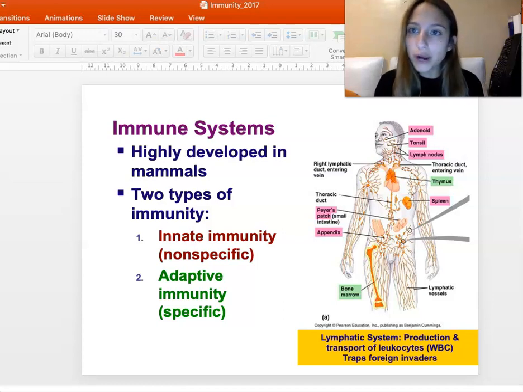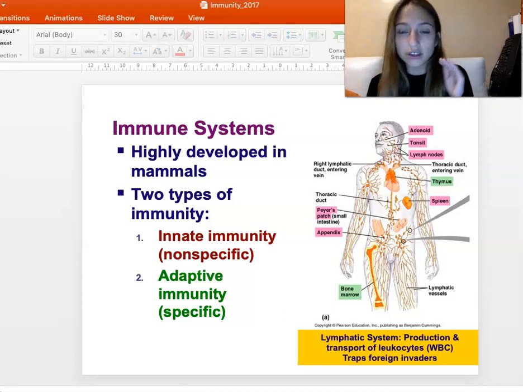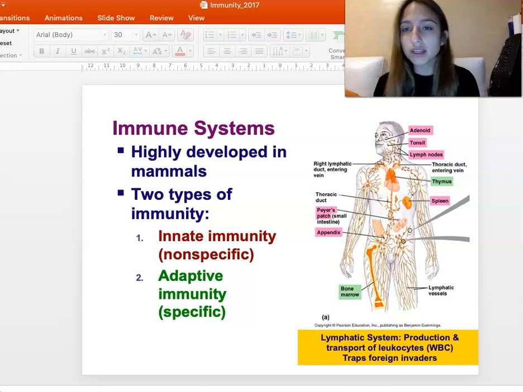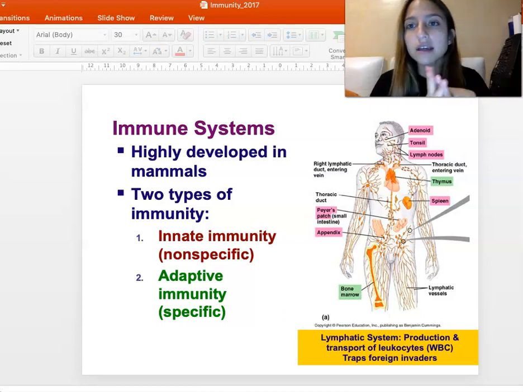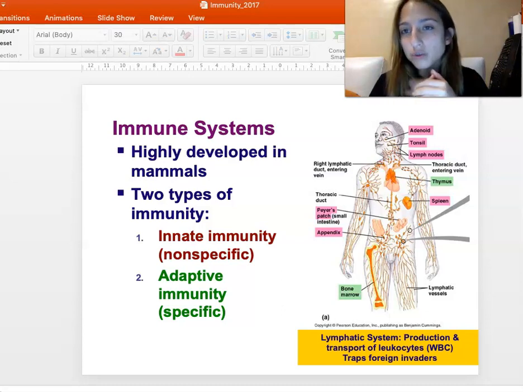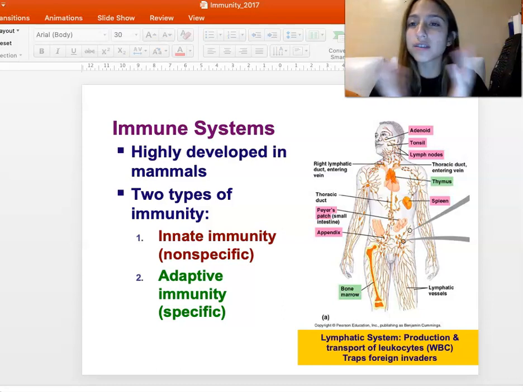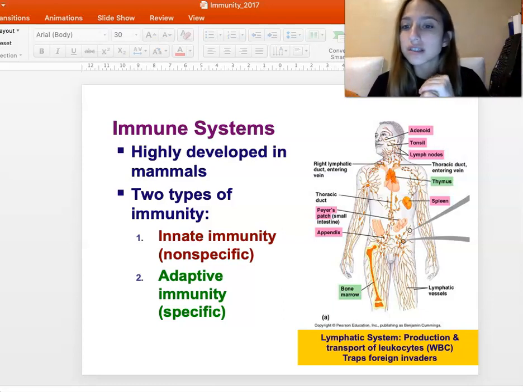Okay, so let's start with the immune system. The immune system is super highly developed in mammals, so we have a much more complex immune system than what a bacteria would have. There's two types of immunity. You are born with a non-specific type of immunity, so it's an immunity that attacks anything and everything, and that is called the innate immunity. And again, it's an immunity that you're born with. As you grow up and as you are in contact with different types of pathogens, different types of foreign organisms that are trying to infect you, you develop a specific type of immunity, an immunity specific to different pathogens, and that's called adaptive immunity.